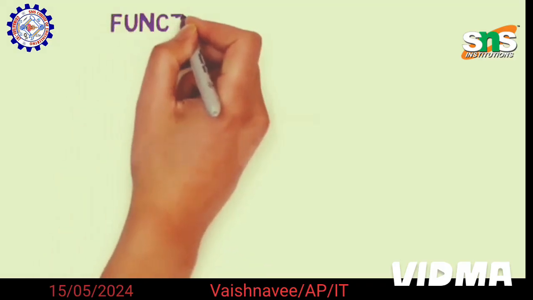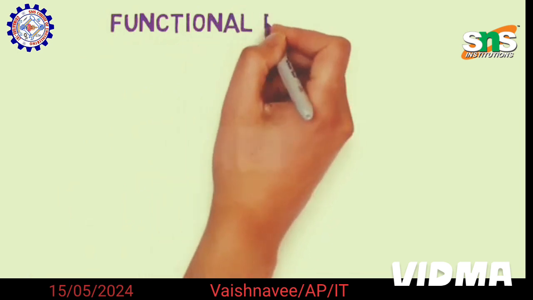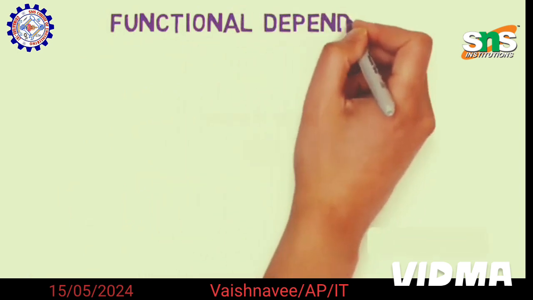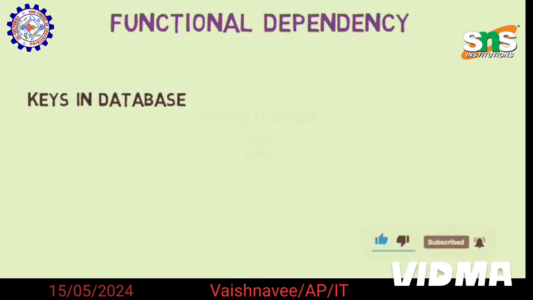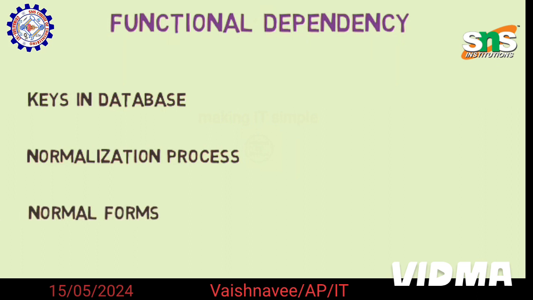Functional dependency. Now we're going to see the simple concept of functional dependency. So we learn about the keys in database, normalization process and normal forms. All these together are said to be functional dependency. So now let us see about the functional dependency.